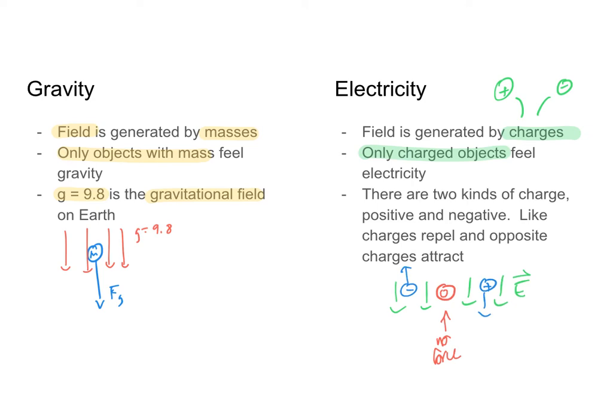Now, as I mentioned, there are two kinds of charge. We have positive charges and negative charges, and this is a big difference between electricity and gravity, right? So in gravity, something has a mass or it doesn't. You don't have something with negative mass, as far as we're aware. There are some theoretical particles that might have negative mass, but at this point we have no way of really detecting them. So at this point, that's really just theory.